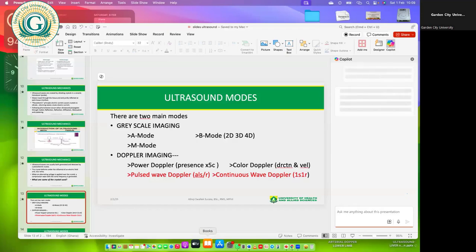Another one which is also under grayscale imaging is what we term the M mode. As midwives, there have been instances where we would want to record the fetus's cardiac activity. We may choose to use a fetoscope. We may choose to use other modes of identifying the cardiac activity.